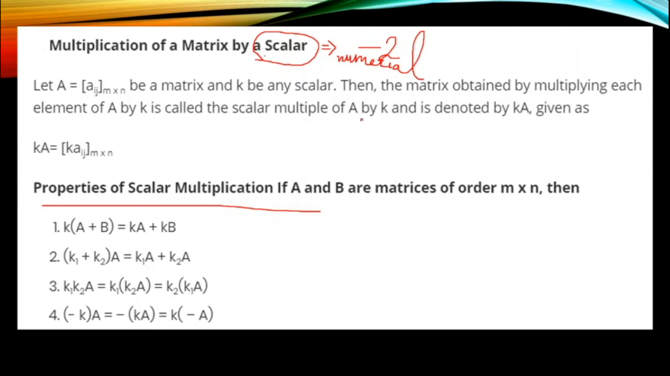Here they have taken a simple k. k is a scalar value, nothing, just a value. If I say 2 is a scalar value. k(A plus B) equals kA plus kB. Next, (k1 plus k2)A equals k1A plus k2A. (k1 k2)A equals k1(k2 A), or k2(k1 A). Anyhow you can multiply, it depends upon how you need the scalar value. Negative k equal to negative within bracket k, within bracket negative A. When you solve problems you'll understand more.